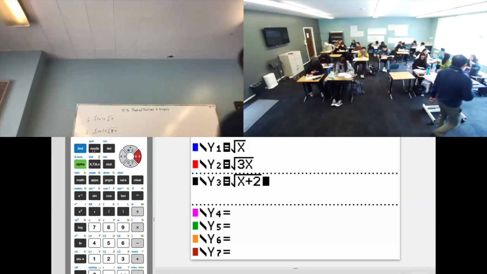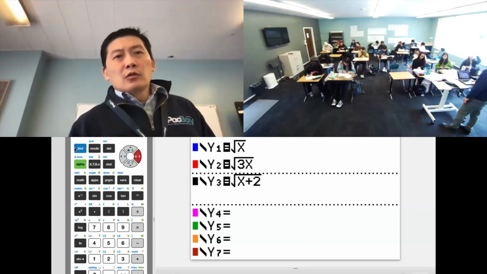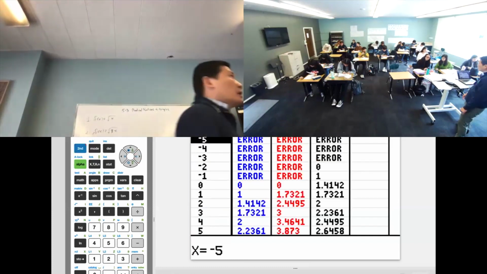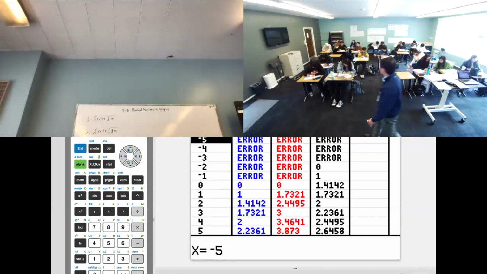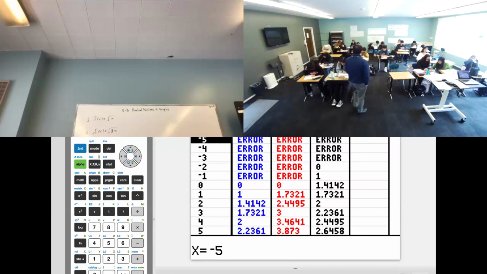Now, again, don't graph it right away. Go to the table. Let's take a look at the table. What do you notice about these values? What can you tell me about these values?